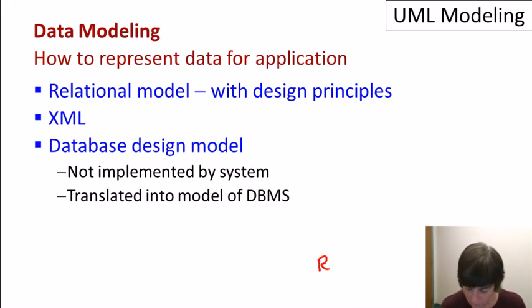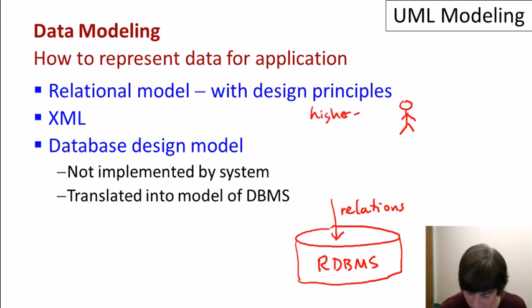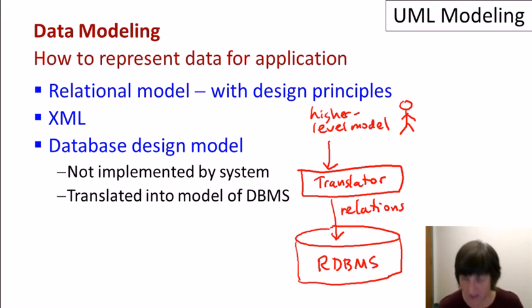Let's suppose that we have a relational database management system, which is abbreviated RDBMS often, and I'll draw that as a disk just out of tradition. So if we create a database in a relational system, the database is going to consist of relations. But instead of designing relations directly, the database designer, we'll draw that up here, will use instead a higher level design model. That model will then go through a translator, and this can often be an automatic process that will translate the higher level model into the relations that are implemented by the database system.